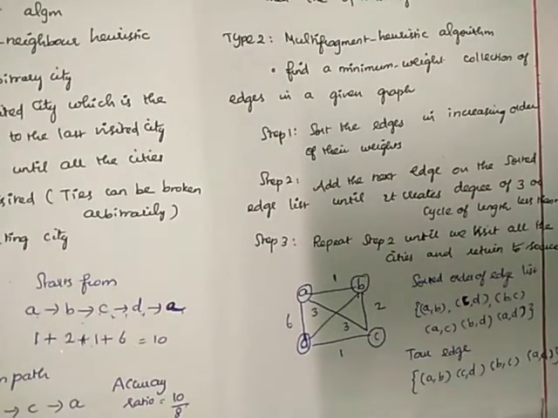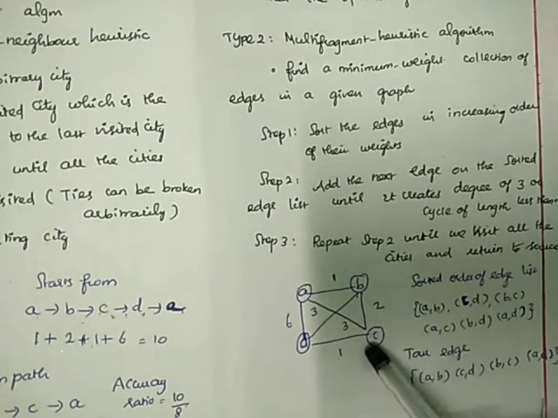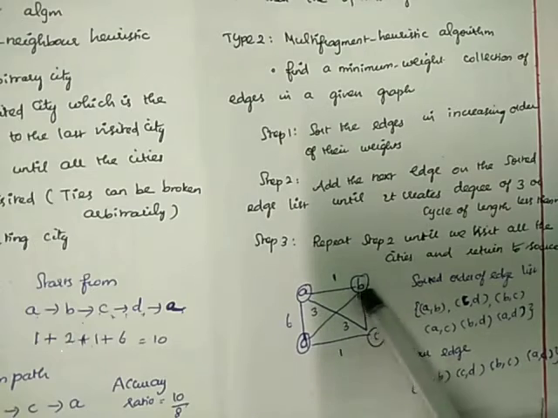Then the second category is the multi-fragment heuristic algorithm. Heuristic means some facts derived from the problem. Here the edge costs are sorted in ascending order. Then select the edges without forming any cycle. So for the same example, the edge costs are sorted: AB is the first one, CD, BC, then AC, BD, then AD. We have to break the ties arbitrarily, so we can take any edge.